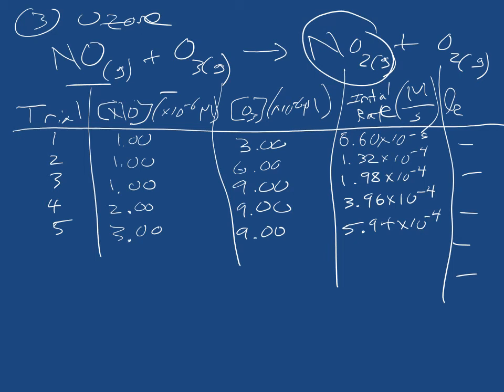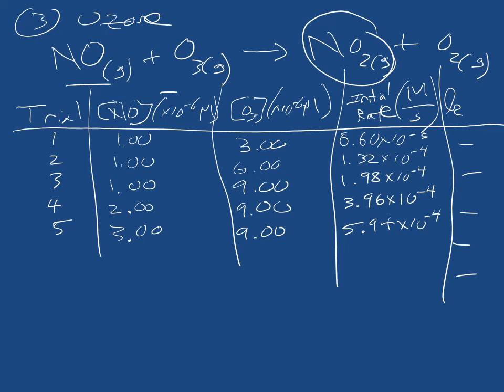Okay, I want to double check. 6.60 times 10 to the negative 5th, 1.32, 1.98, 3.96, 5.94, all times 10 to the minus 4th. Okay, that kind of makes sense that trial 5 has the highest concentrations of everything. So based on our collision theory model of chemical reactions, that would make sense. It's the most concentrated. All right, so here we go. And we're almost approaching a half an hour.